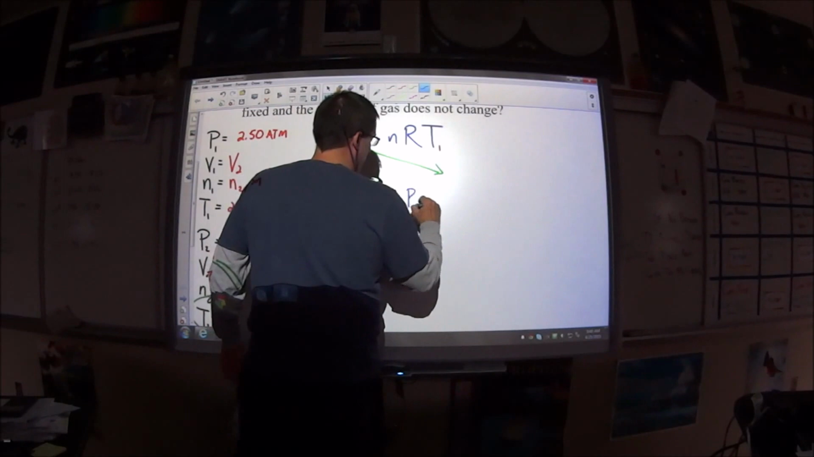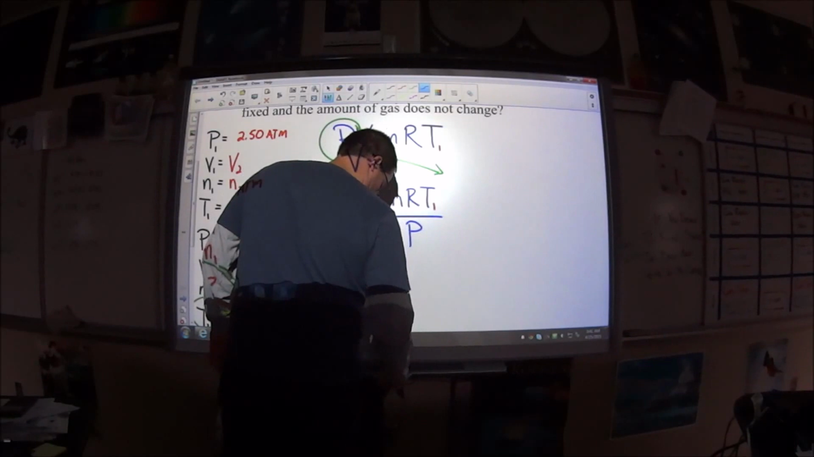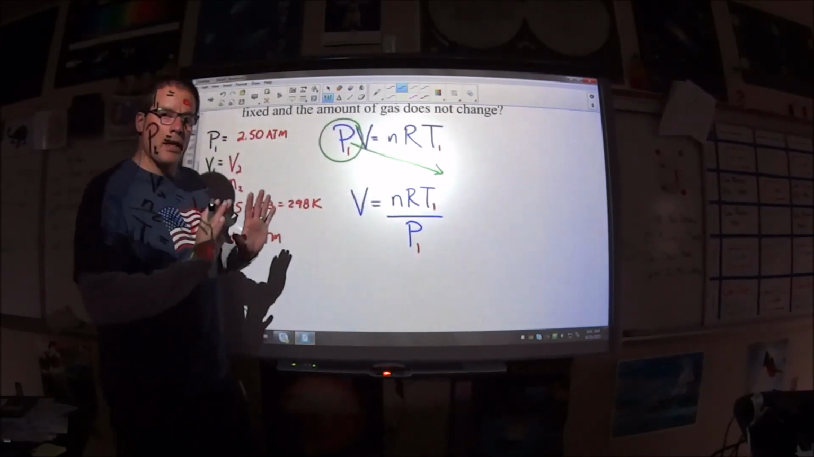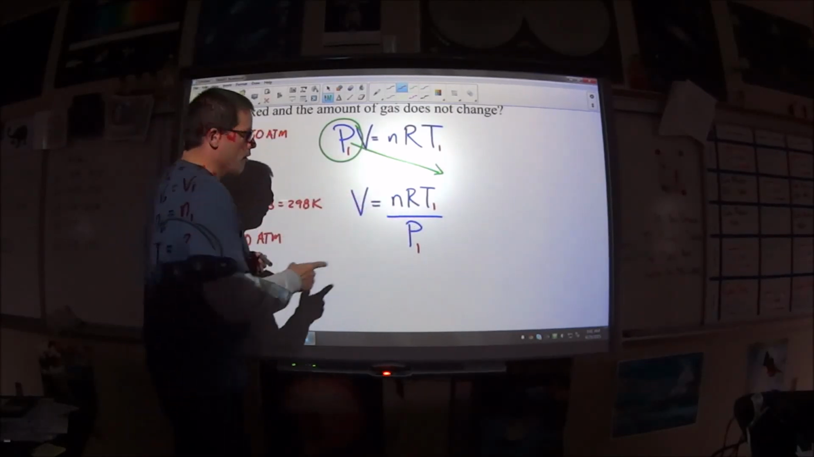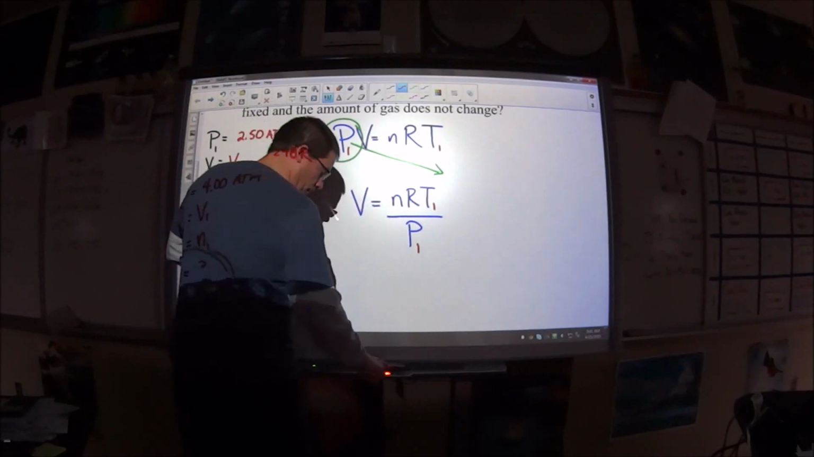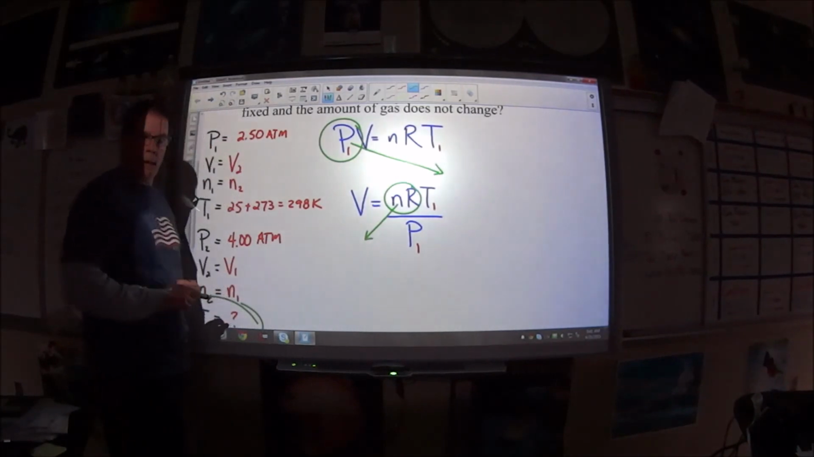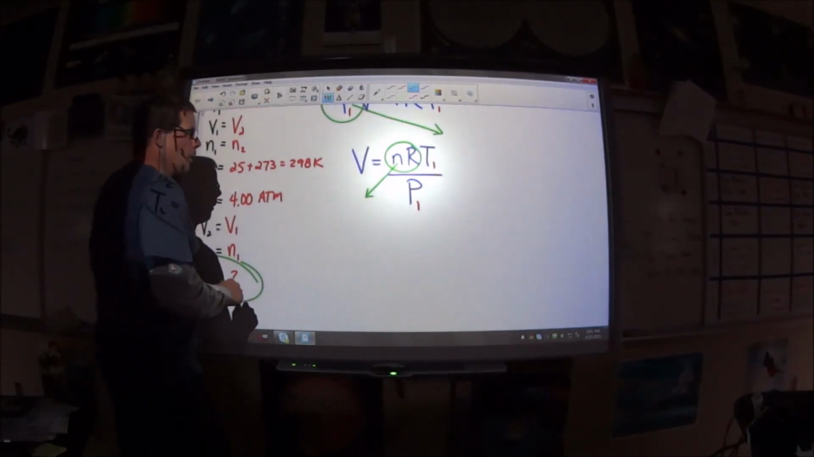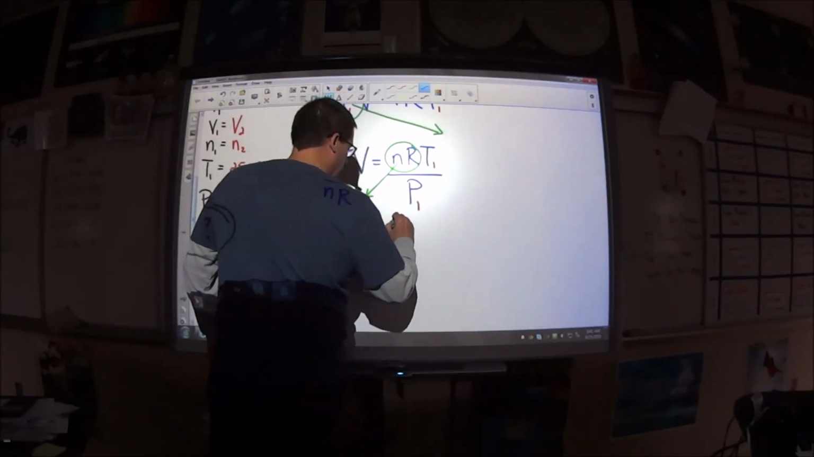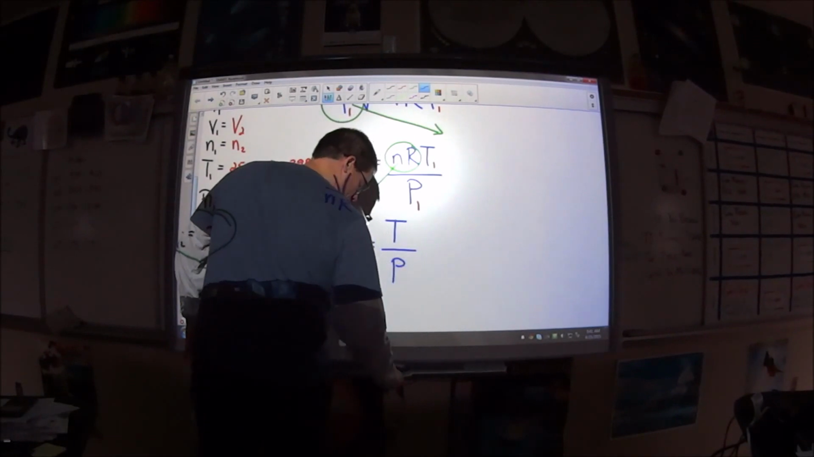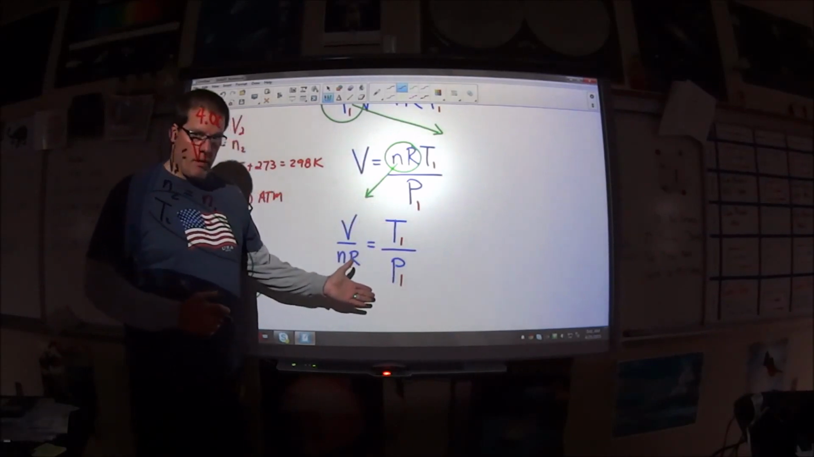V is equal to nR T1 divided by P1. Okay? So now I have all my initial set on one side. Notice I didn't say left or right, just a single side. Then I want to get all of the things that don't change to the other side of the equal sign. So I'm going to divide by my number of moles and my constant on both sides. Now my equation looks like this, where I have V over nR is equal to T1 over P1. That is how I want to rearrange this.